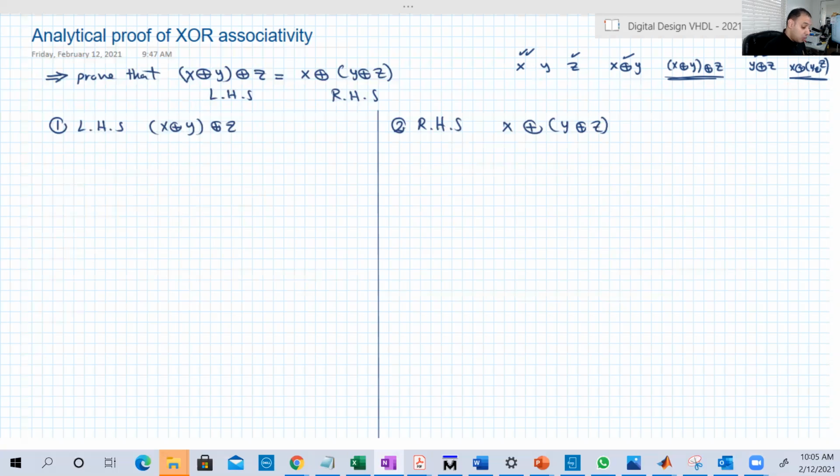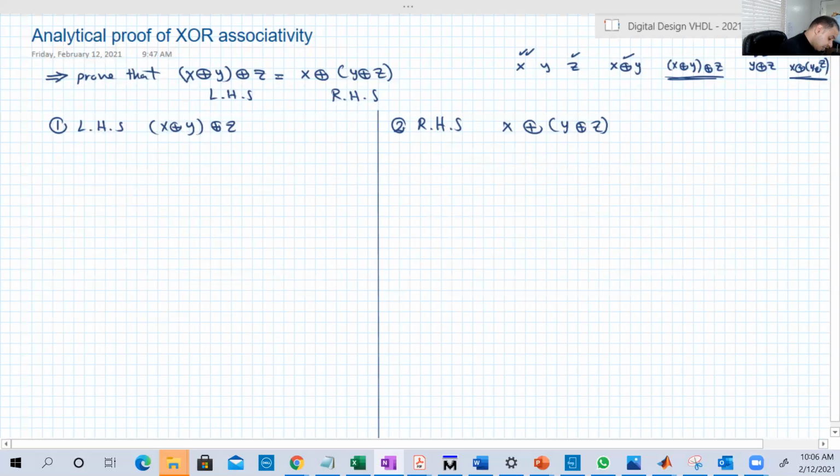What we basically will do in the analytical proof is something similar to the truth table. In the truth table, we end up with 2 columns. One is X XOR Y, then the result XORed with Z. Another column is Y XOR Z, and its result is XORed with X. And we prove the 2 columns are similar. So here we have a left-hand side and a right-hand side. We will simplify analytically the left-hand side, then simplify the right-hand side, and we should see that the final simplified versions of both are just equal. Okay, so let's start with the left-hand side here: X XOR Y XOR Z.